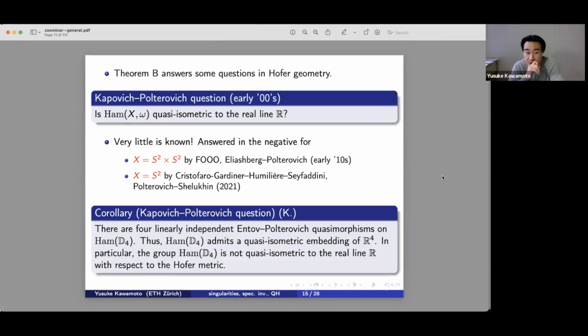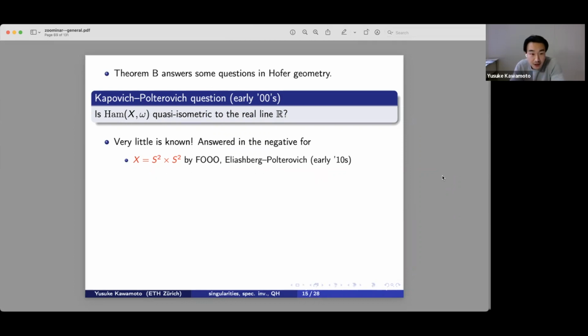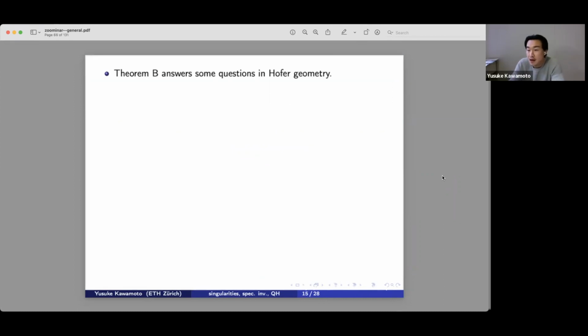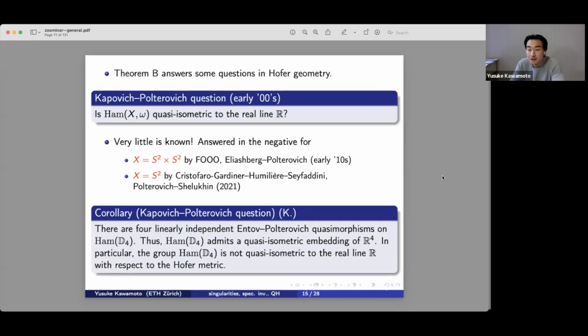So in D4, you're asking how I get this corollary from Theorem B. Yes. It's not an immediate consequence of Theorem B, because Theorem B says if you have an A_m singularity, then you have m-1. So in D4, you can find an A4 configuration. That's true. But then that would only give you 3, right? Really? Wait. Yeah, in D4, you have A4.